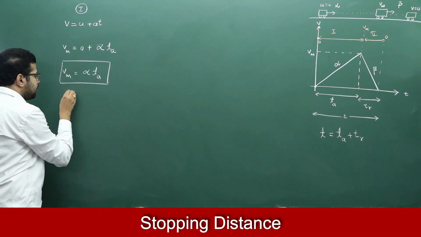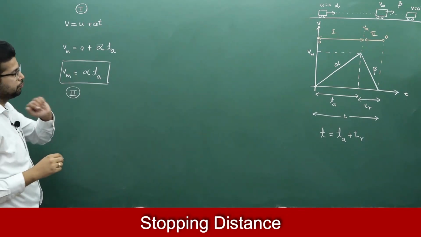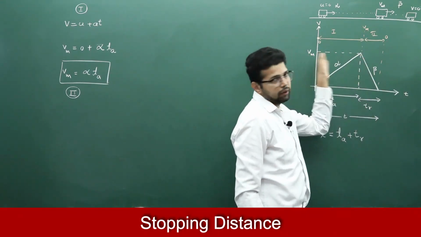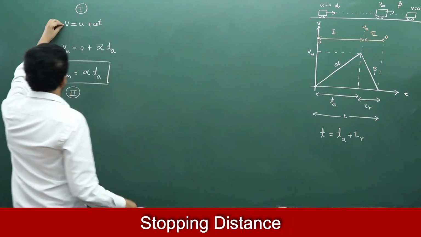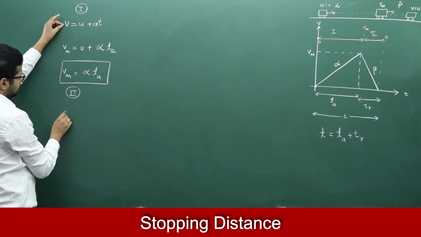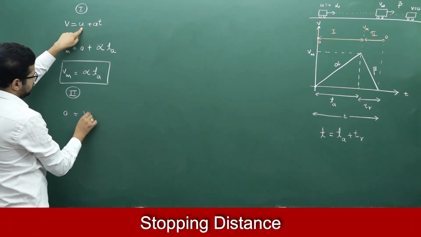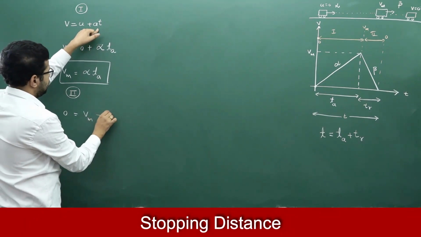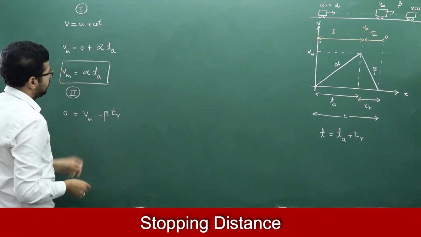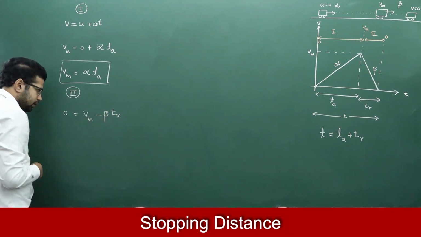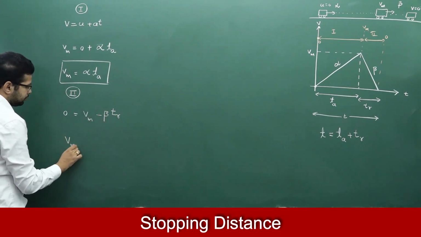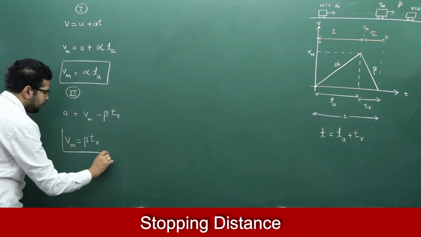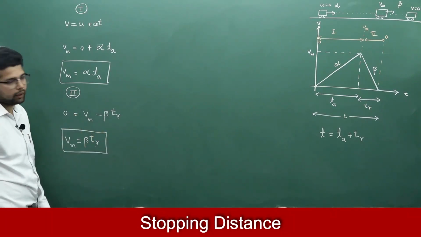Now, we will apply the same equation V is equal to u plus at for process 2. In process 2, final velocity is 0, initial velocity is Vm, maximum speed. So, what happens to this equation? V is equal to u plus at, final velocity is 0, initial velocity is V maximum, and it is retardation, no. So, I will write minus beta into time of retardation, Tr. If I throw this term into LHS, I will get V maximum is equal to beta into Tr, or maximum speed is also given by retardation into time of retardation.